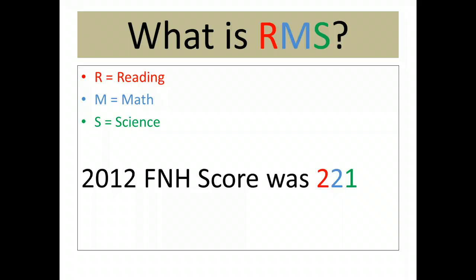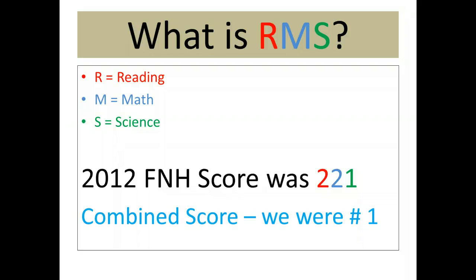Also, one other thing that I did is I took a look at and combined the percentages of kids who were advanced proficient in each one of those categories and then summed those scores. And when we did that, our combined scores for reading, math, science, and also language arts, we were #1 in the state in Class A schools.